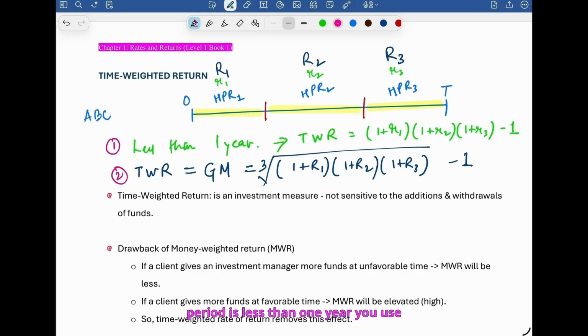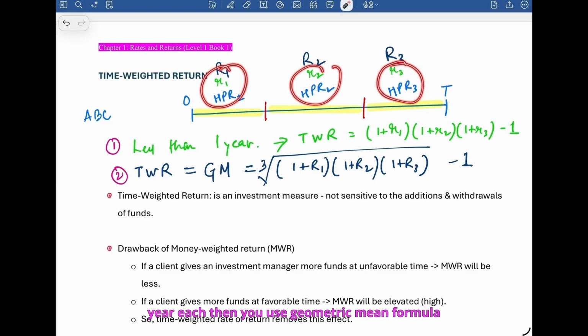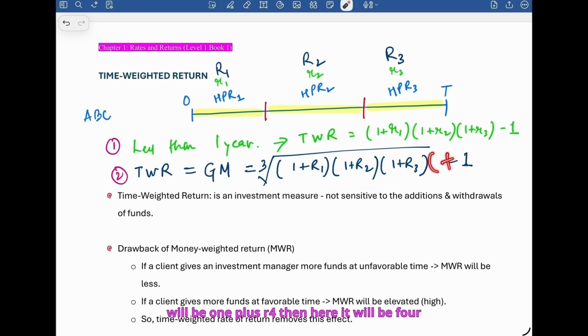If the period is less than 1 year, you use the first formula, that is the multiple holding period return formula. If it is more than a year, with each holding period return depicting 1 year, then you use the geometric mean formula. If it was 4 years, then here it will be 1 plus R4, and here it will be 4. Hope that makes the point.